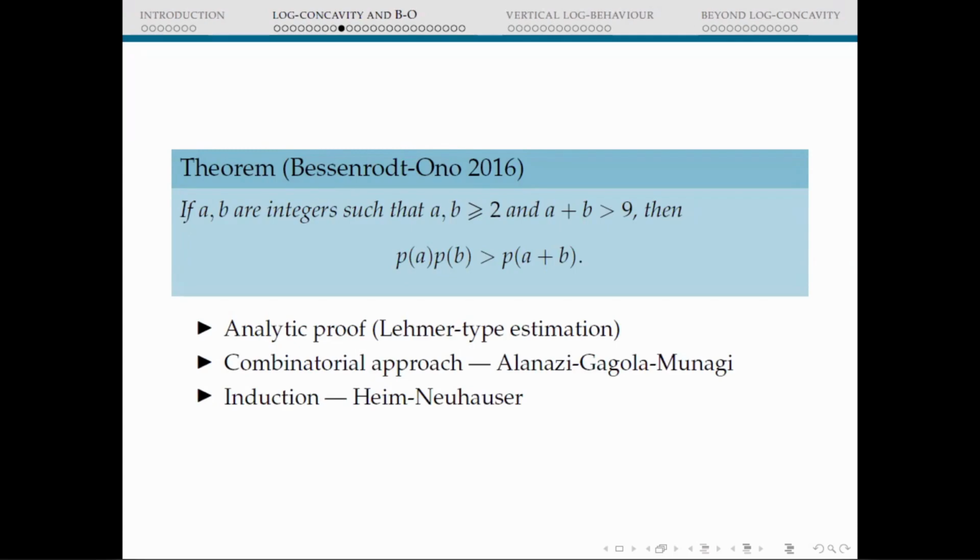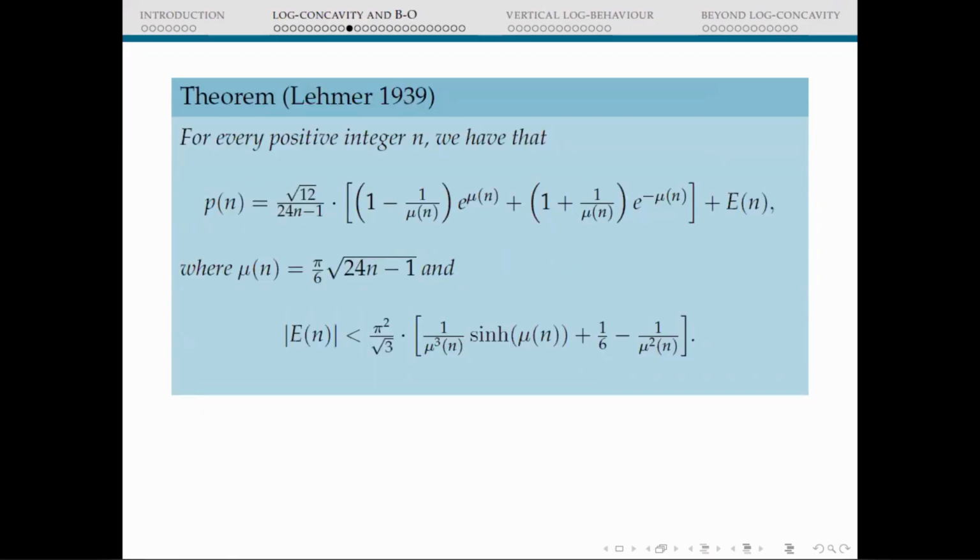The authors, Bessenrodt and Ono, used a Lehmer-type estimation, which follows from the Rademacher formula for the partition function. But it's nice that we also have a combinatorial proof by Nazi, Jagiellonian, and Munagi. And there is also a proof by induction by Heim and Neuhauser. Actually, let me sketch the proof in an analytic manner.